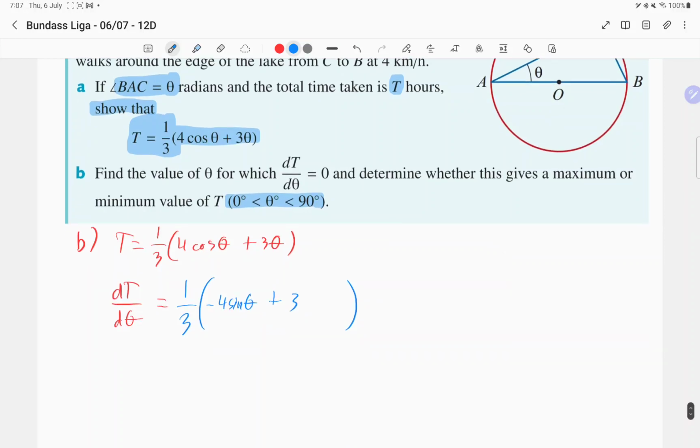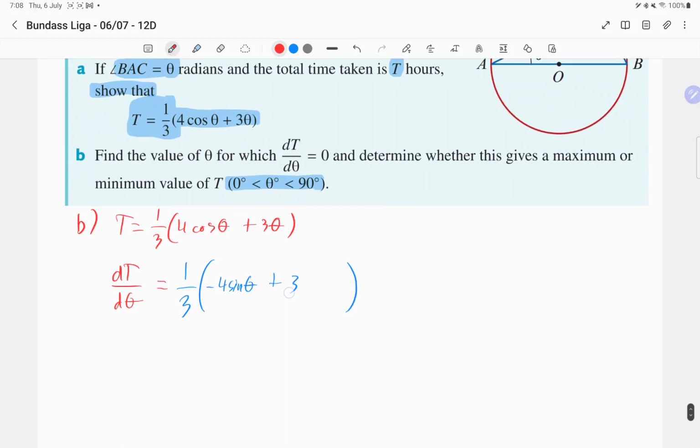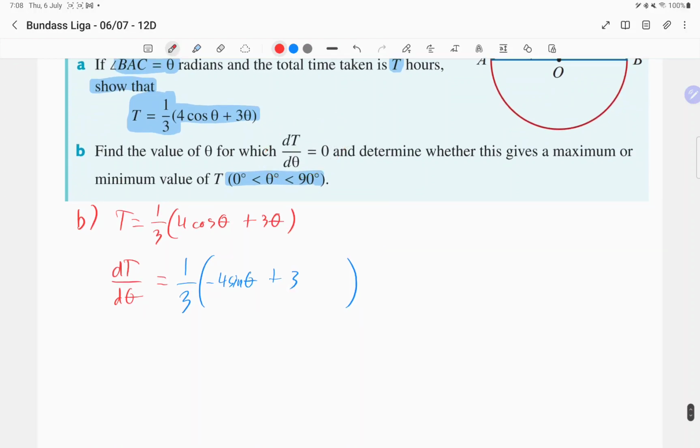Now, you can choose whether you want to times it or not. I will not times it in. Why? Because ultimately, we're going to set dT over d theta equal to 0, and the constant factor will just get cancelled off. So set that equal to 0, and you cancel off the constant factor, so it'll just be minus 4 sine theta plus 3. Does anyone have any question about why I can cancel the constant factor? Emily, any question? I sense the question coming.